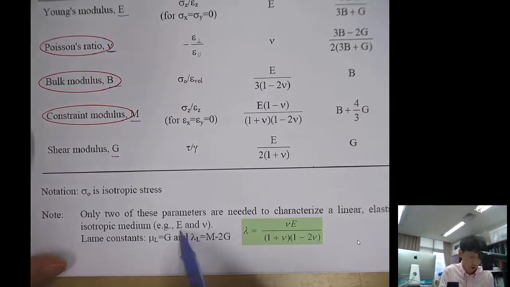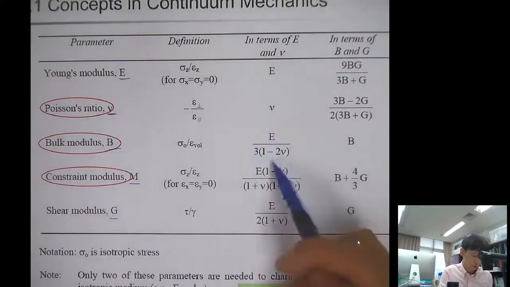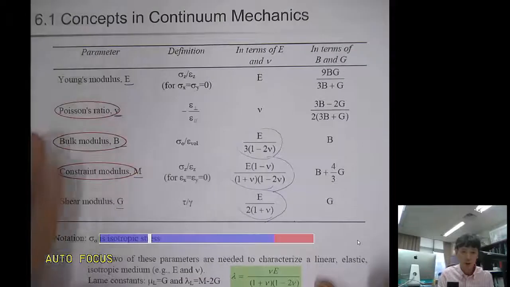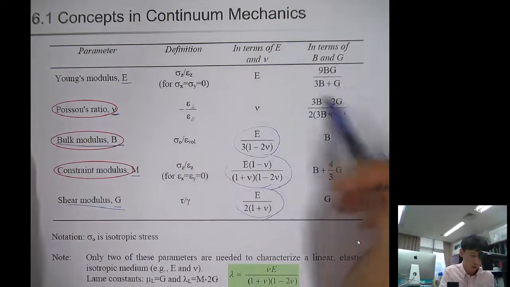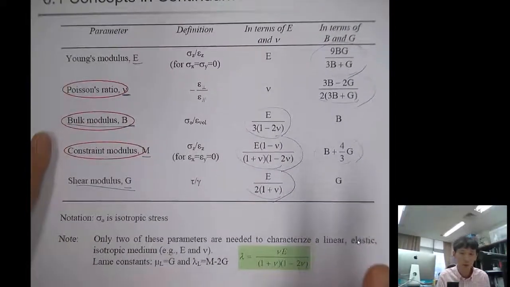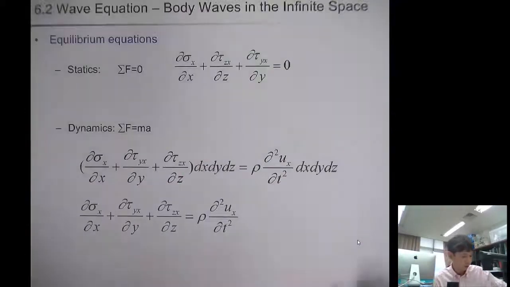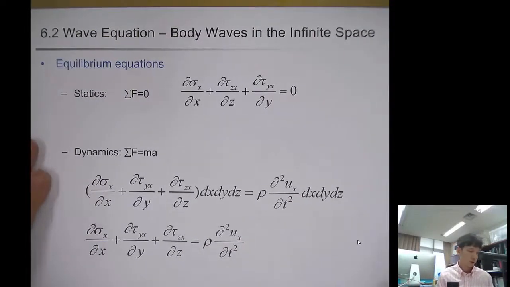For example, if you know the Young's modulus and Poisson's ratio, then you can compute the bulk modulus, constraint modulus and shear modulus. Right? If you know, for example, B and G, then you can compute the Young's modulus, Poisson's ratio and constraint modulus. So only two of these parameters are required to fully describe the elastic medium. Then we can derive the wave equation based on the equilibrium equation, constitutive equation and compatibility equations.